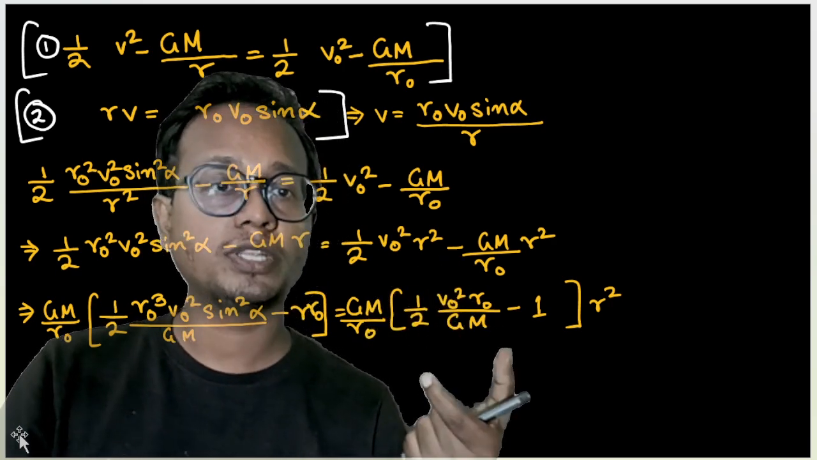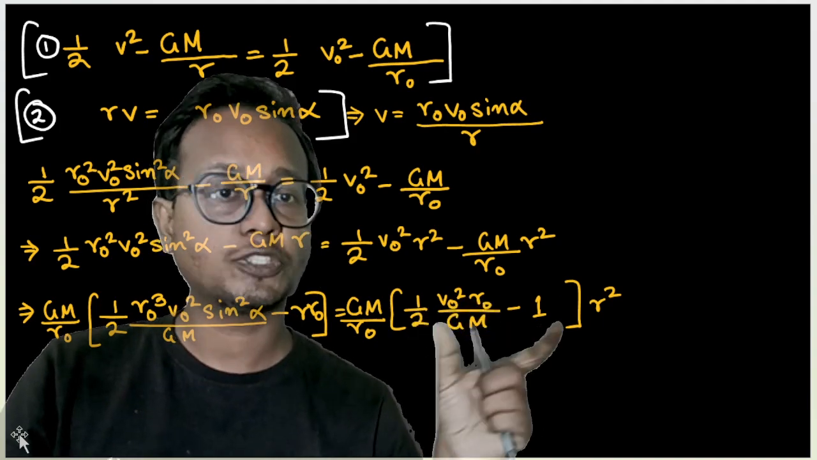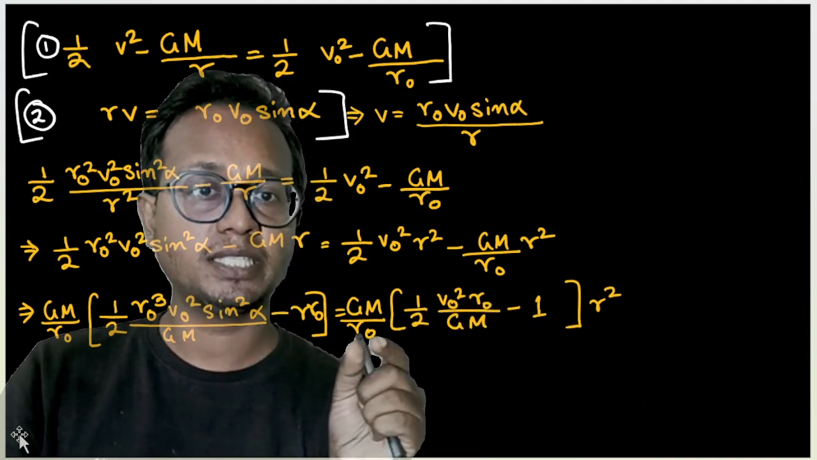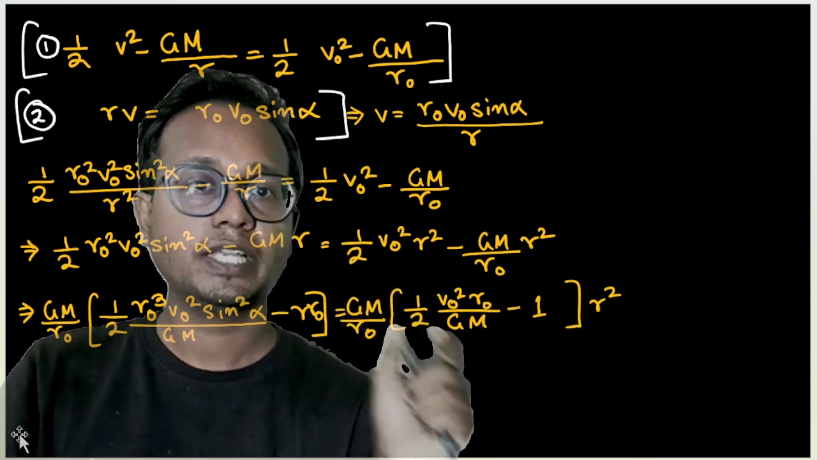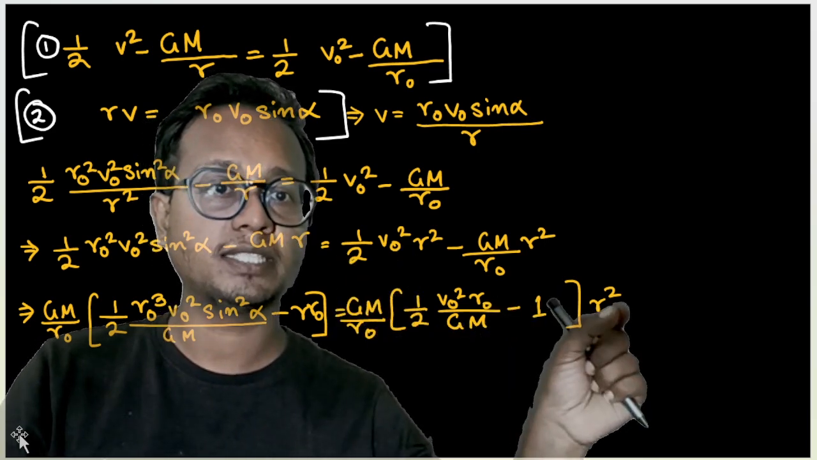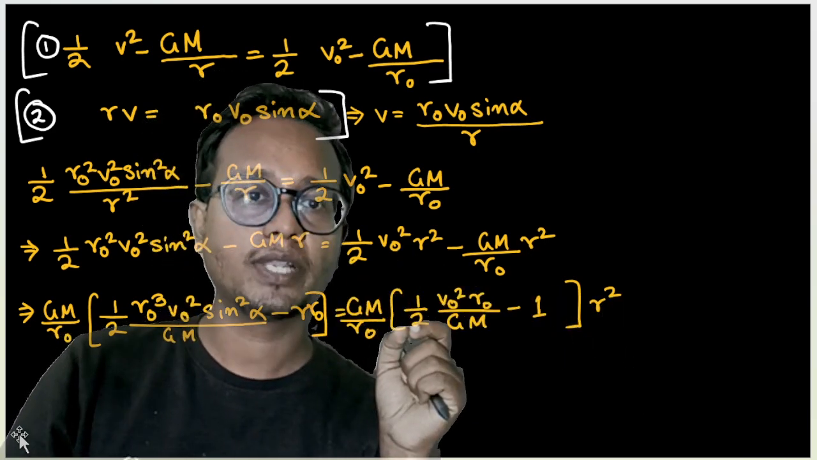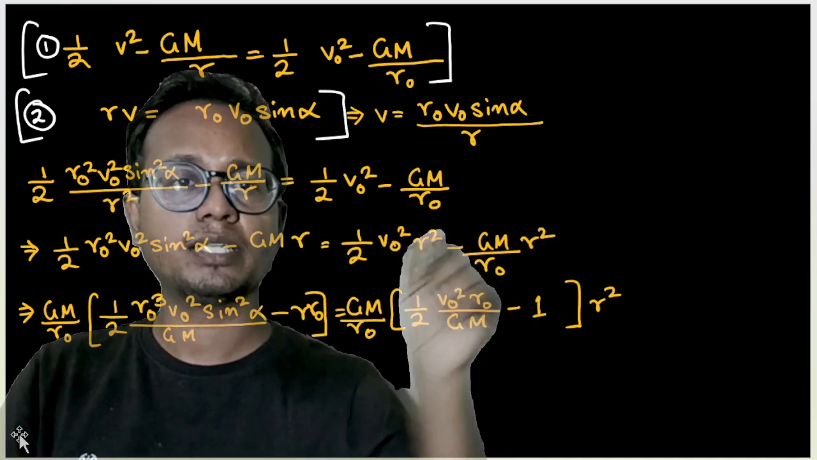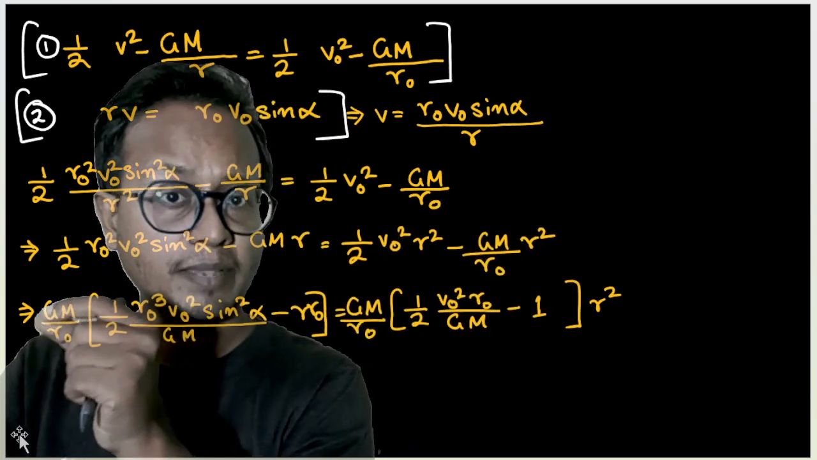And one more thing, on the right hand side, we'll get R square also common. So take common R square also. If you multiply this term and R square, we'll get this term. If you multiply this term and this term, we'll get this term. So the first step is multiply this entire four equation by R square. The second step is take common GM by R naught.